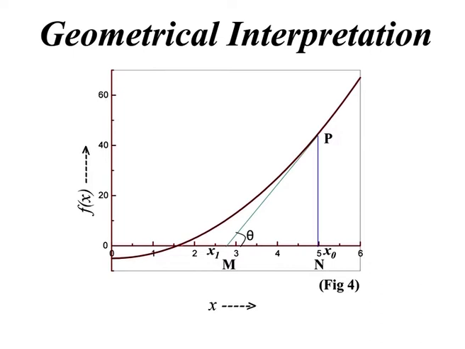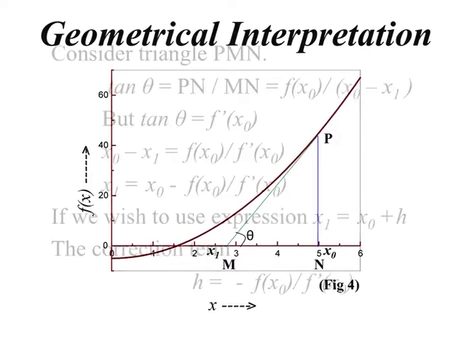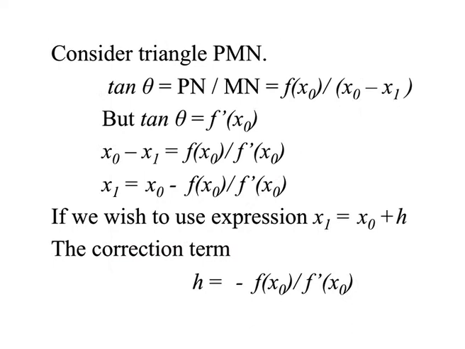So, from this we get the value of tangent theta, because we know PN is equal to f(x0), that is y0, and we know MN is the difference between the initial approximation and the next approximation, and we call it the correction term, that is h. So, from this triangle we have tangent theta, which is PN upon MN, that is f(x0) upon x0 minus x1, and tangent theta of course is the slope of the curve at point x0.